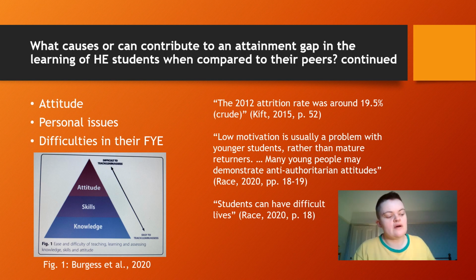So one of the texts I've found most interesting so far is The Lecturer's Toolkit: A Practical Guide to Assessment, Learning and Teaching, 5th edition, by Phil Race. And he has a couple of things to add here in terms of attitude and personal issues for students. So he writes, low motivation is usually a problem with younger students rather than mature returners. And then continues to say, many young people may demonstrate anti-authoritarian attitudes.